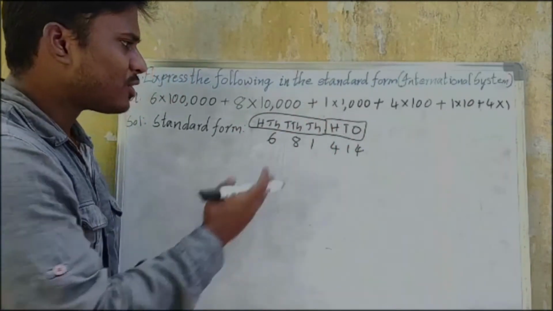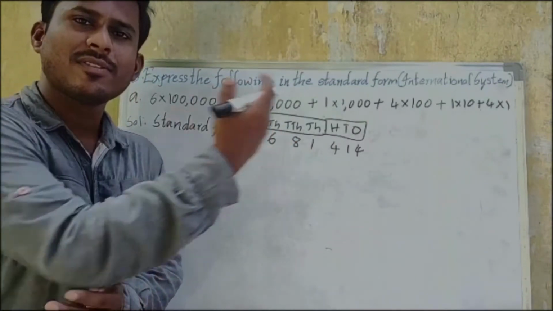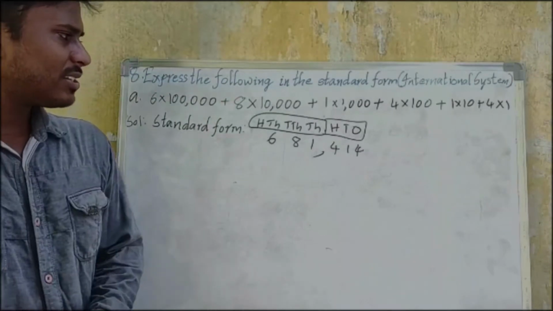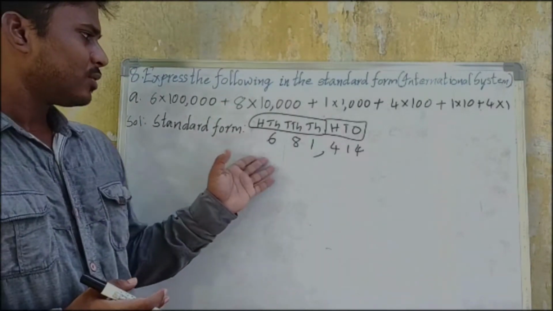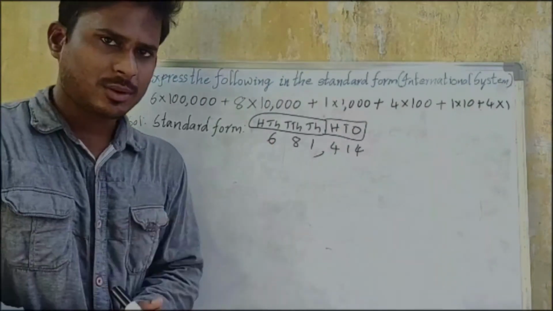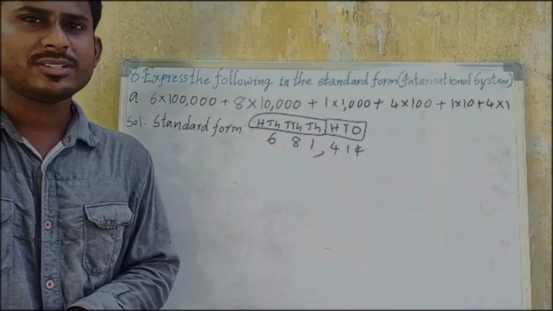let us insert commas using the period. We have to insert commas after every 3 digits in the international system from the right hand side. Okay, 1, 2, 3, 3 digits completed. So what is the standard form? So as this is thousands period, 681,414 is our answer. Let us go for the next bit.